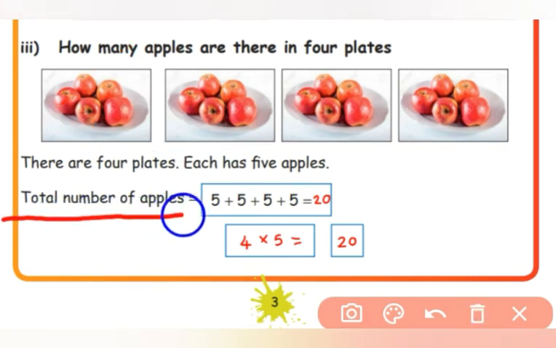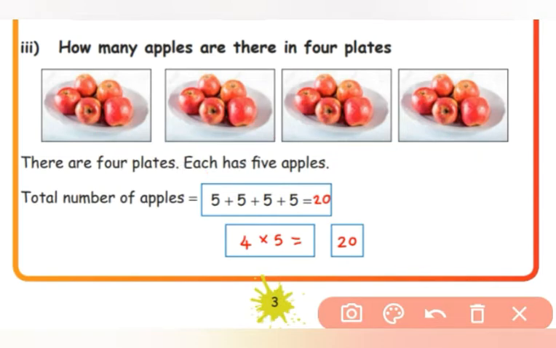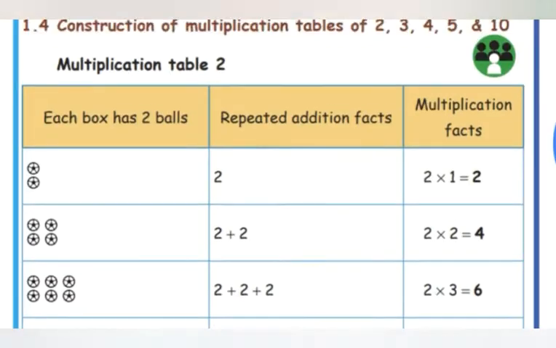So the total number of apples is, see, 5, 5, 5, 5. 5 plus 5 plus 5 plus 5 is equal to 20. So the multiplication fact is 5 into 4 is equal to 20.